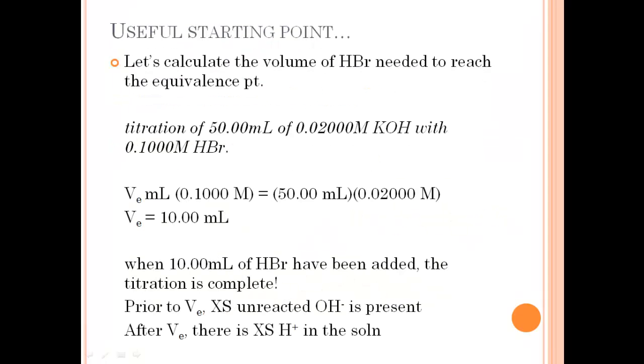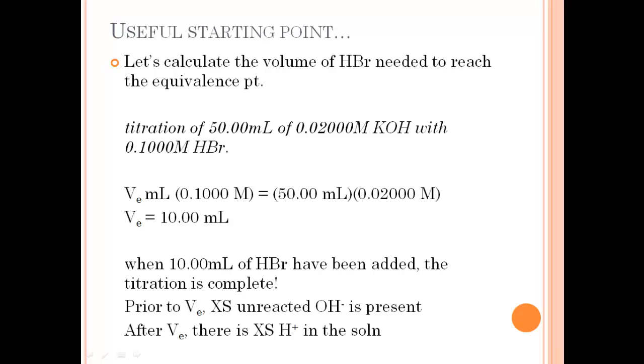A useful starting point for the strong base, strong acid titrations is calculating the equivalence point. If we have 50 mL of 0.02 M KOH with 0.1 M HBr, to find the equivalence point, it's very easy. All we have to do is take the HBr molarity, which is 0.1, multiply that times Ve, your equivalence volume that you're trying to find, which is equal to the molarity of the OH- and the initial volume of the OH-. If you solve all of that, you'll see that your equivalence point is 10 mL.